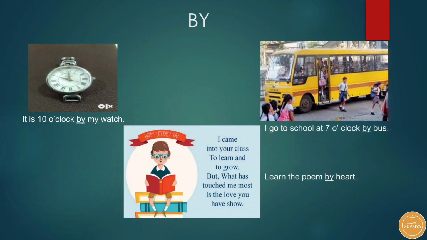Now, by. The preposition by has various uses, indicating the agent of an action, indicating the means or method of doing something, and indicating the time at which something happens. Now, look at these sentences. It is 10 o'clock by my watch. I go to school at 7 o'clock by bus. Learn the poem by heart.